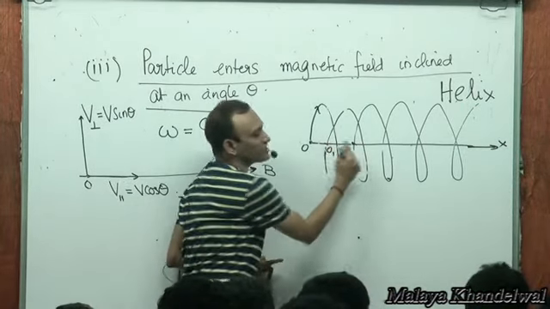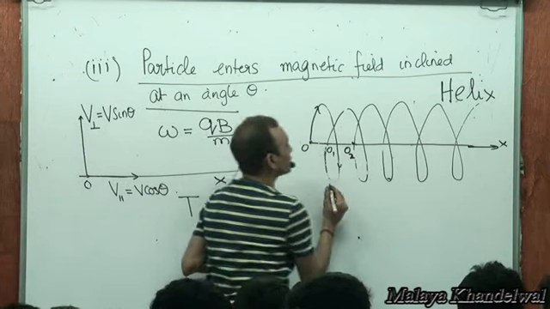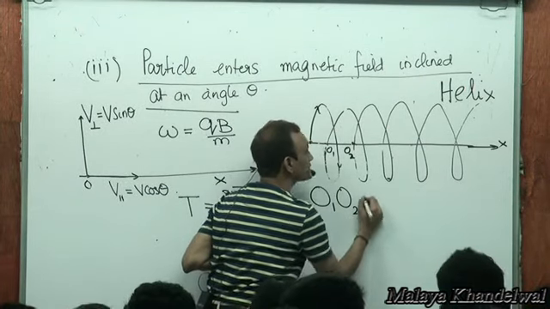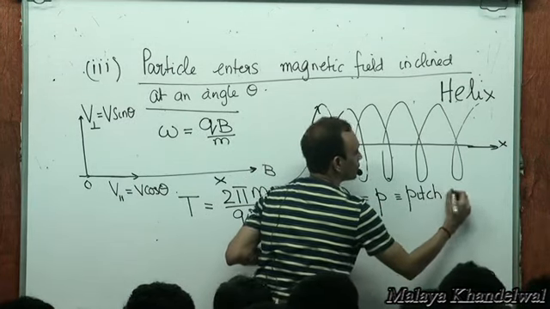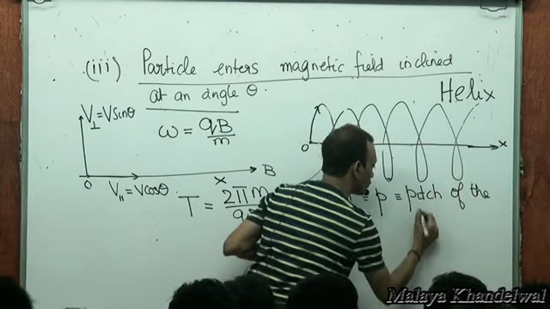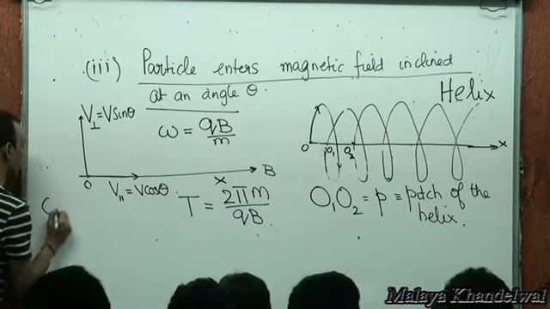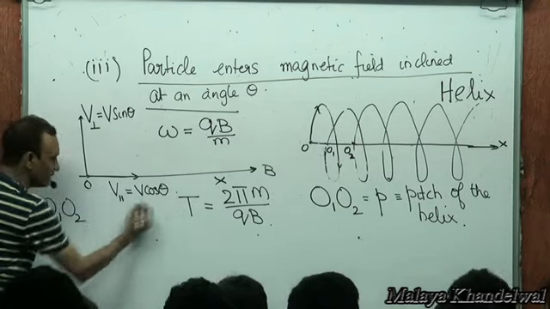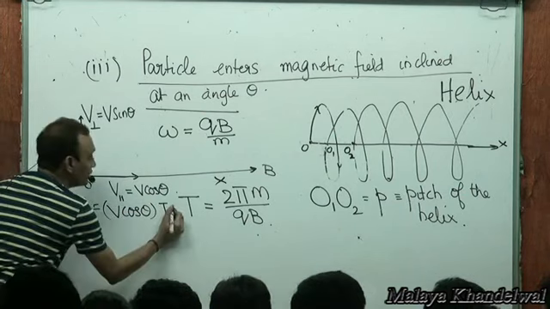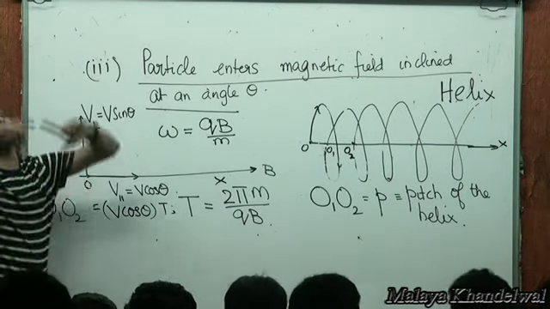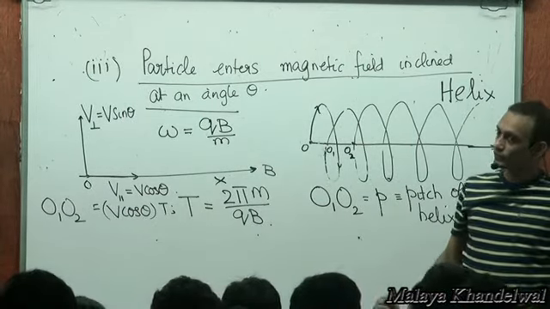The separation between two consecutive points that it crosses on the x-axis will be the pitch of the helix, right? O1, O2 is the pitch of the helix. And O1, O2 is caused by what? O1, O2 is caused by V parallel, which is V cos theta acting for how many seconds? Capital T seconds, because in this time a full 360 degrees rotation would have taken place and the particle would have come back to this axis of the helix. Yes or no? Got me?